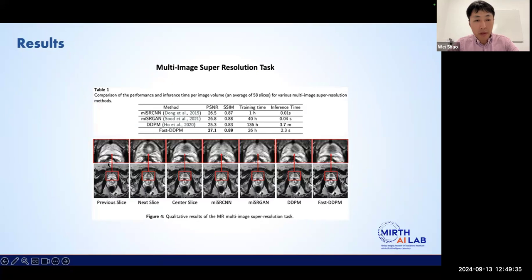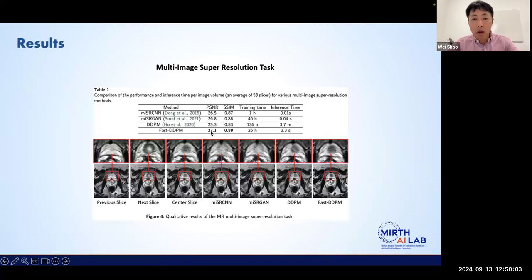So this is the super resolution task. Those are the slices, this is the ground truth, and this is the prediction. The goal is to make sure each prediction is similar to the ground truth. Visually, in these images, this gray area is missing from the predicted images. And this is the DDPM. This is our fast DDPM. As you see, our model has better preservation of those features and has very high resolution.